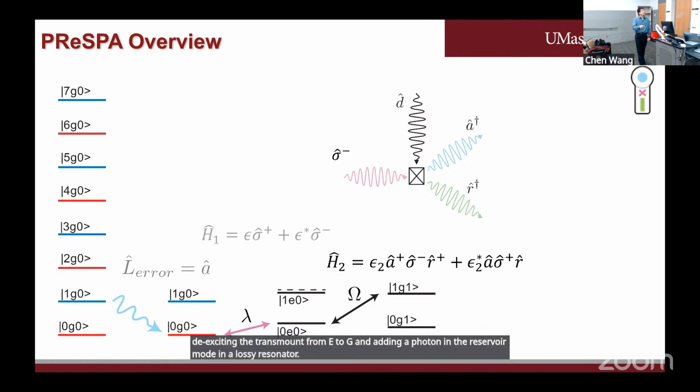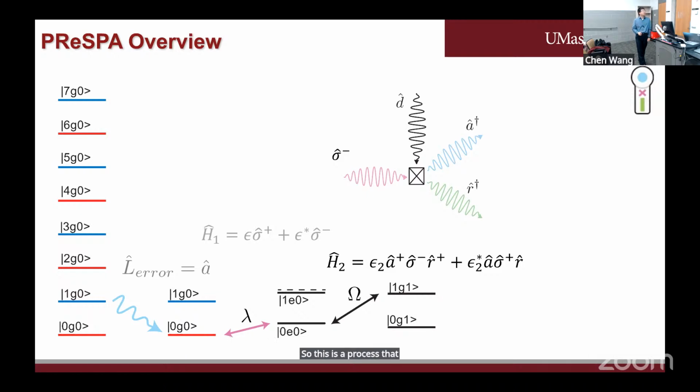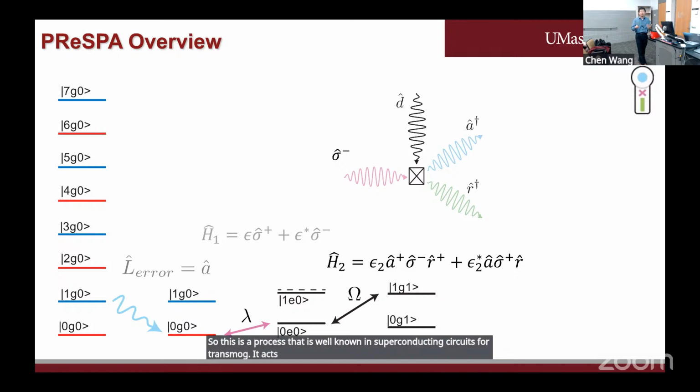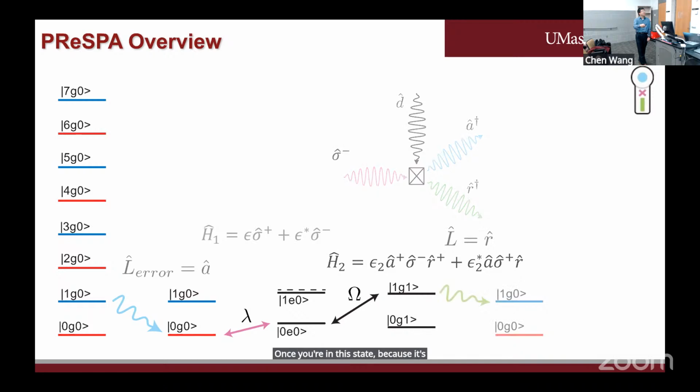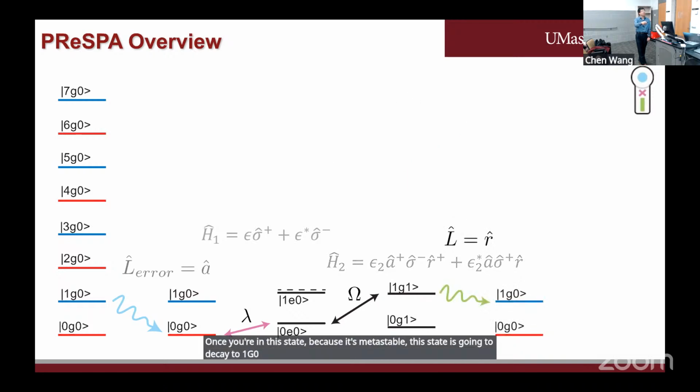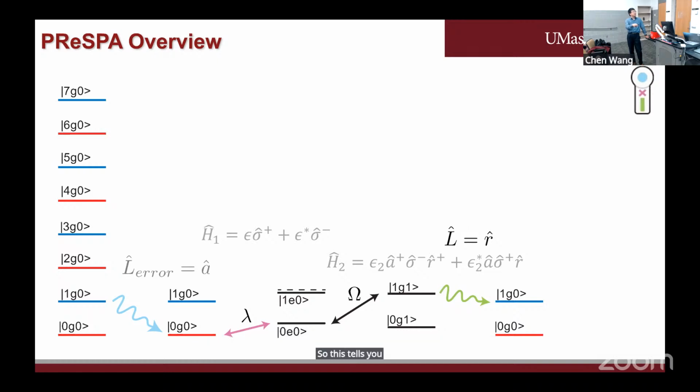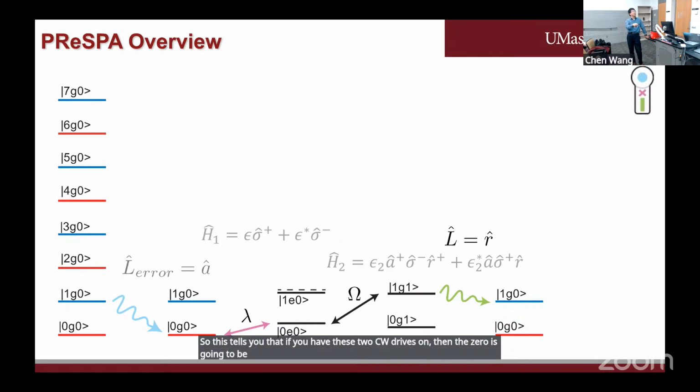So this is a process that is well known in superconducting circuits. For the transmon, it sort of acts as a four-way mixer. Once you're in this state, because it's metastable, right? This state is going to decay to 1G0 because the photon in the reservoir mode is short-lived. So this tells you that if you have these two CW drives on, then the 0 is going to be automatically moving to one state.